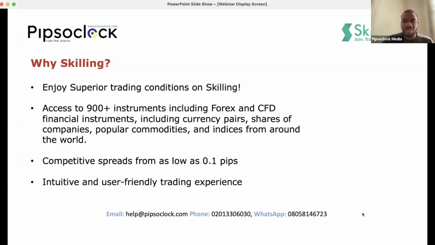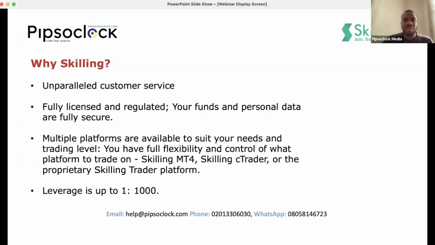Everything is user friendly, and I want to believe those of you that have started using Skilling can testify to that. The customer service is top notch. There are a lot of ways that you can get in touch with Skilling. You can initiate a live chat on the Skilling website when you go to skilling.com. You can send an email to support@skilling.com. There are also contact numbers, and you can reach out to us if there's anything you want us to assist you with.